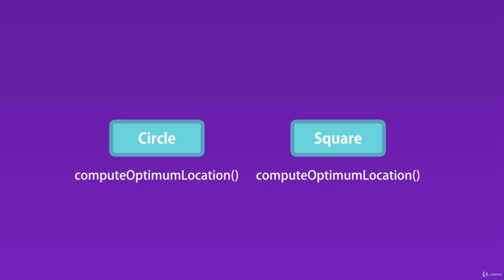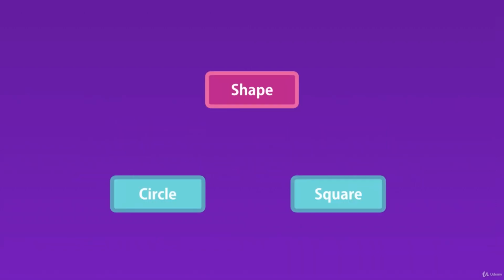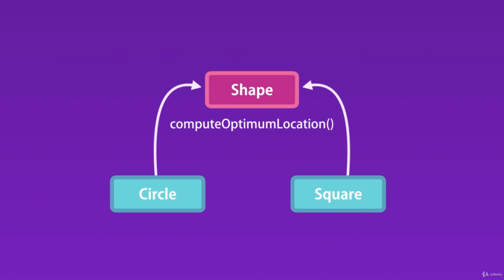We don't want to repeat this implementation because if there is a bug in this implementation, we have to fix it in multiple places. Or if we decide to change the implementation and make it better, again, we have to repeat this in different places. So that's when inheritance comes to rescue. We can define a new class called shape, put this method there, and have circle and square inherit this method from the shape class.